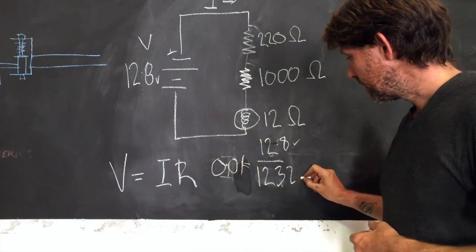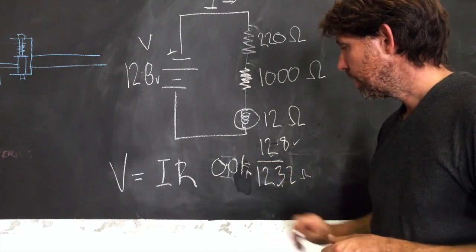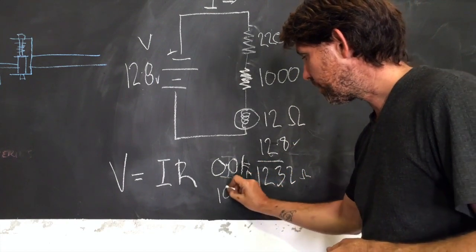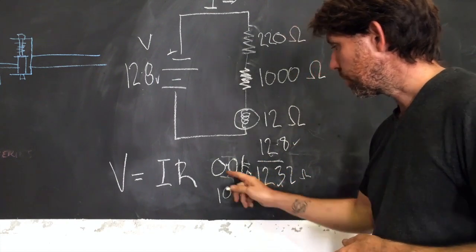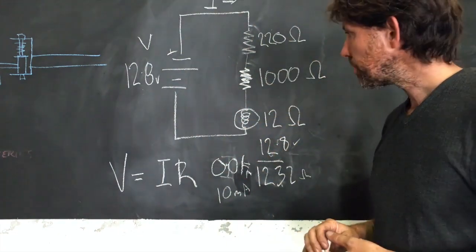The voltage is in volts, the resistance is in ohms, and the current's in amps. So an easier way to think of that is 10 milliamps rather than 0.01 of an amp. So we know this circuit's now running 10 milliamps, and that's what it'll draw.